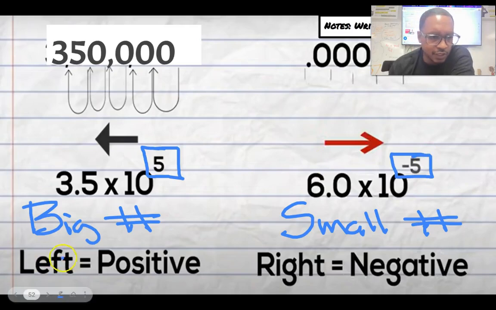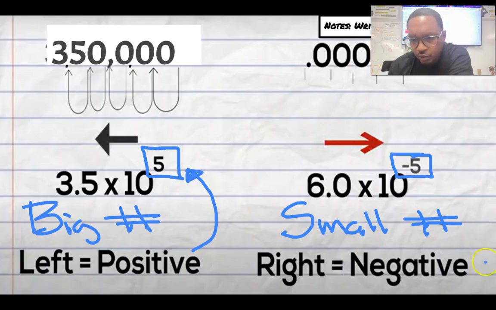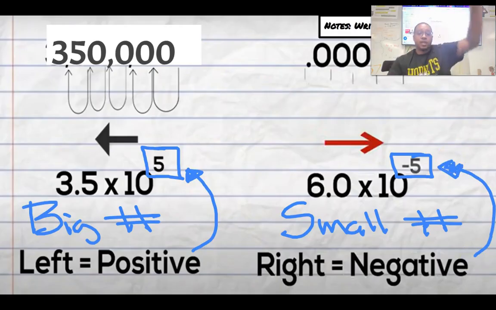Again, if you're moving it to the left, that means it's going to be positive, boom, and it's a big number. If you're moving it to the right, that means it's going to be negative, and it is going to be a small number. Again, take all these notes down. Write all these notes down.